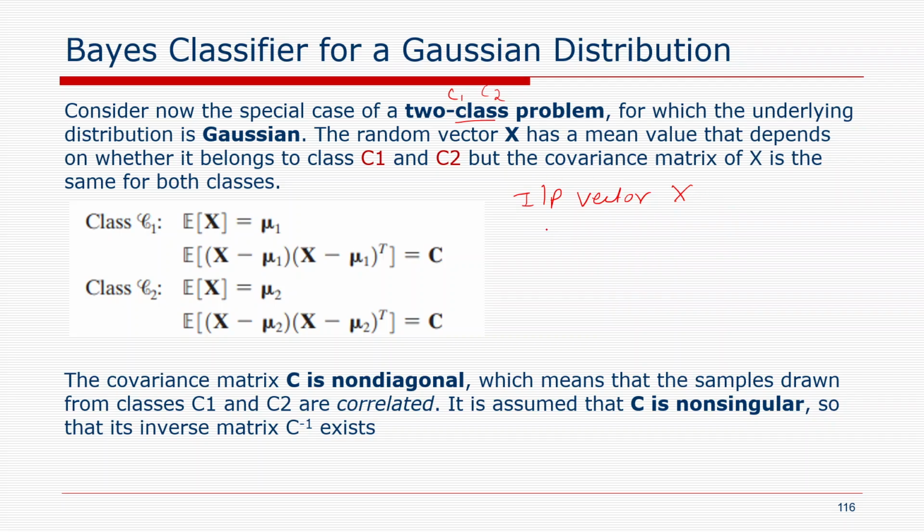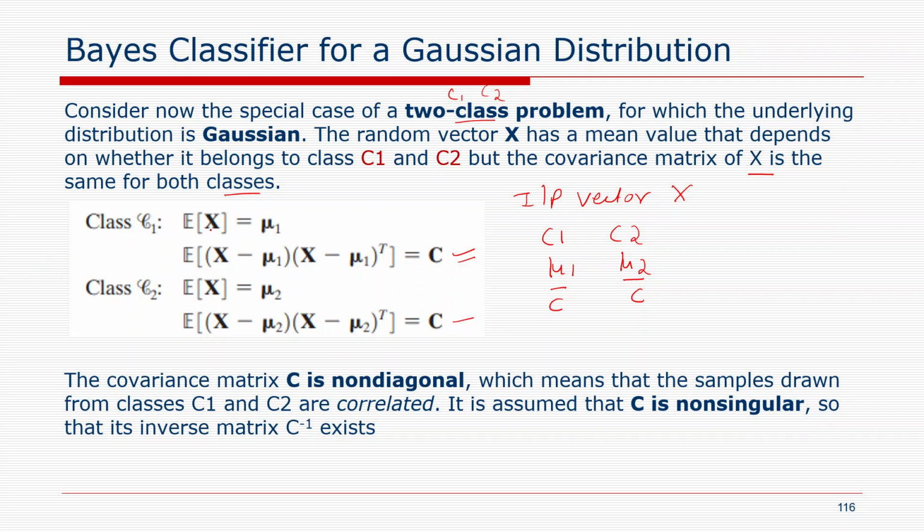Let us consider for the class C1 and for the class C2, the mean values are represented by mu1 and mu2. But the covariance matrix of X is the same for both the classes. That is, the mean value is going to differ between class C1 and C2, but the covariance is going to remain the same. For both the classes, we'll consider the covariance value as C.